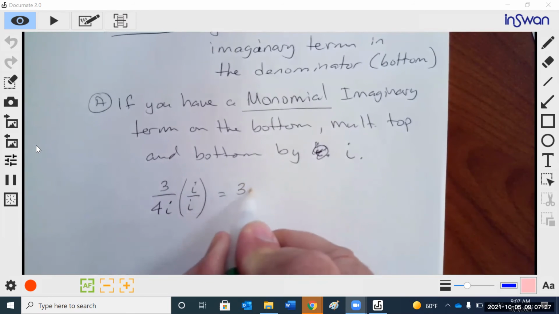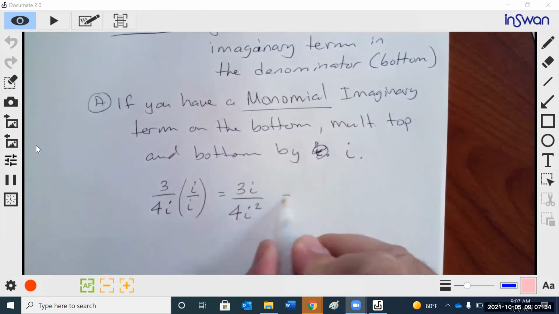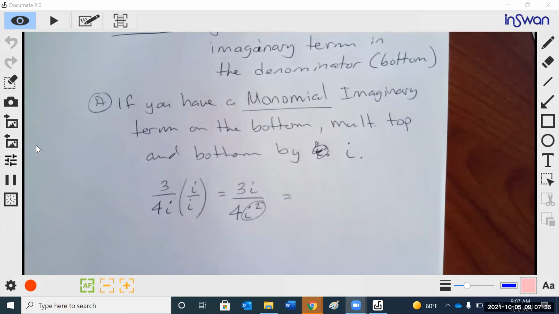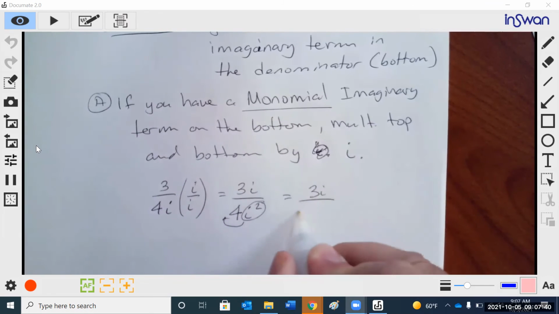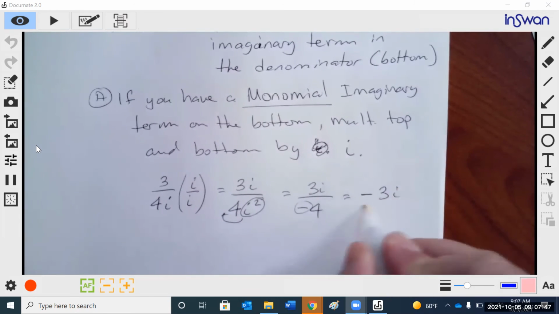So this becomes 3i over 4i squared. What does i squared do? Yeah, it turns it into a negative. And by common convention, we don't want i's on the bottom, so we put it on top.